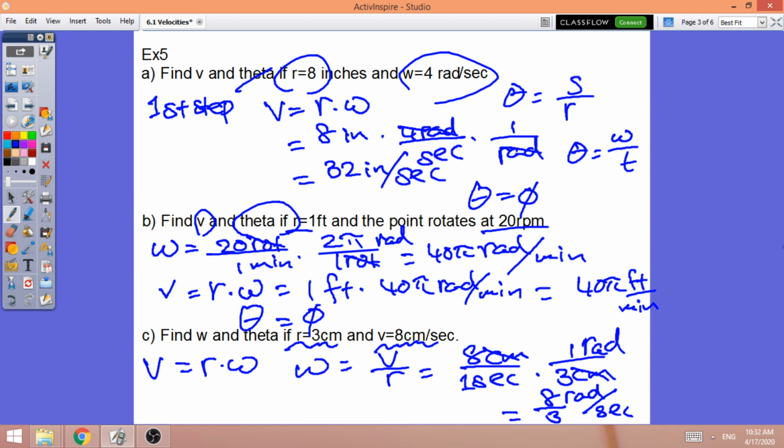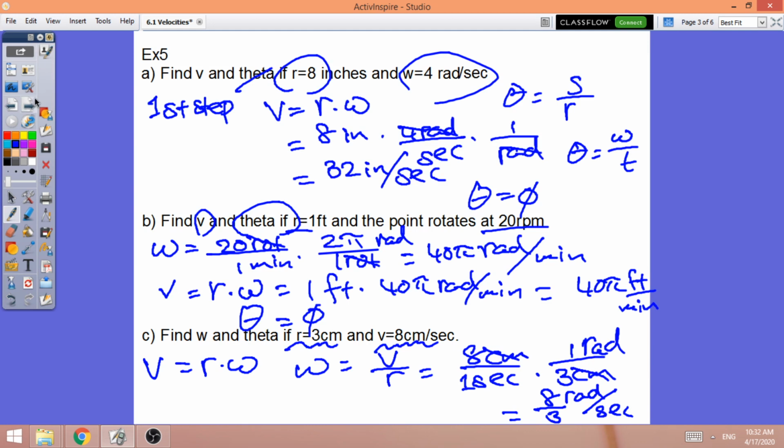So some of these problems are pretty basic, but you've got to be careful with the ones where you have to find theta. So again, if the time is missing, and also the arc length is missing, then even though you're given the radius and W, theta cannot be found. Theta can be found by using S over R, or theta can be found by W times T. If one of those pieces of information is missing, the time or the arc length, theta cannot be found.